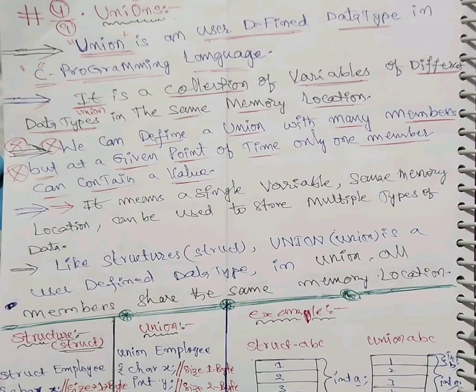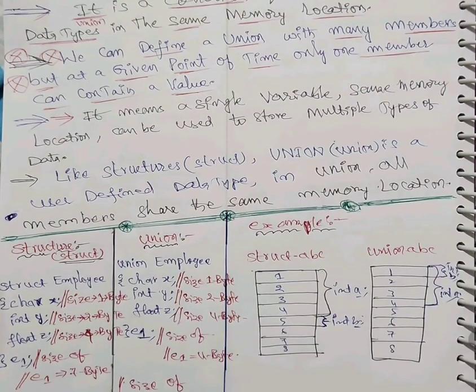We can define a union with many members, but at a given point of time only one member can contain a value, right? In the output there will be some difference. If you do it practically you can understand. If it is given as an essay marks question, write more points. For a short marks question, just a definition, a generic syntax, an example syntax and a small program.